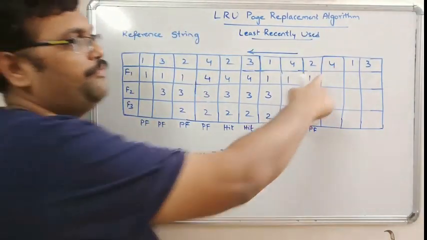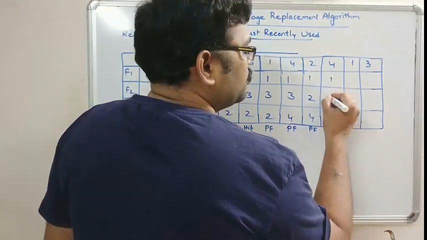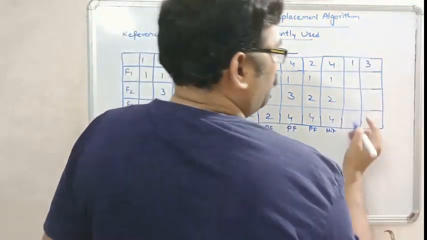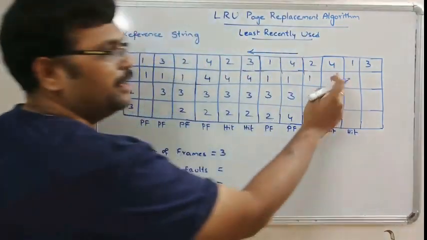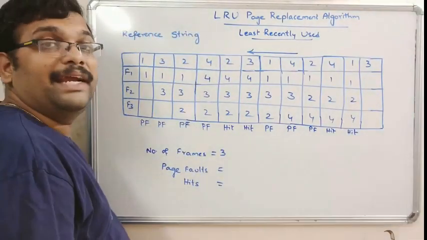Right? So again 4 is available. So it is a hit, not a page fault. So nothing will happen. No page will be replaced. Again 1. Again it is available in the main memory. So no change, no replacement. So it is a hit.